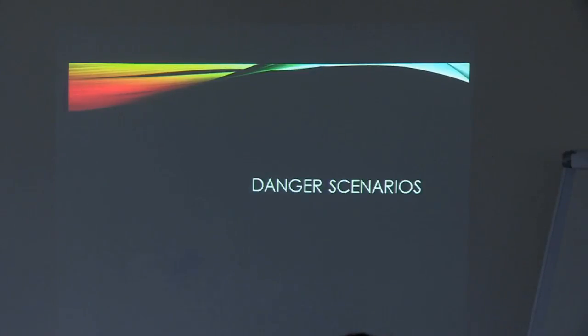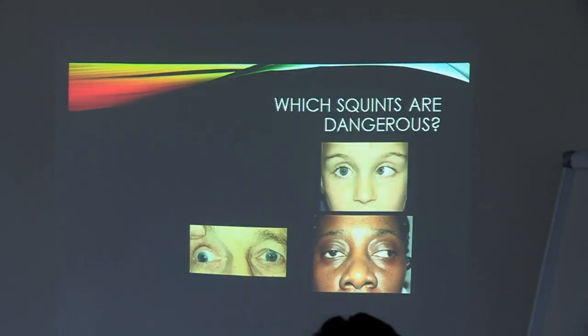As I mentioned, some danger scenarios. So which squints are dangerous? There are 3 squints here: an esotropia, a convergent squint, a divergent squint, and another divergent squint. And look carefully at the pupil. So this is the dangerous one.